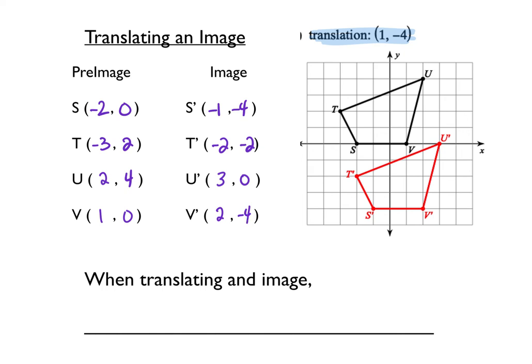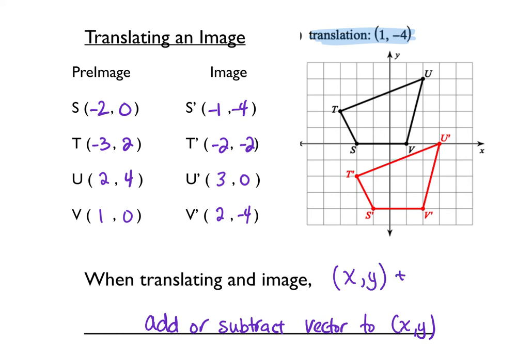So for all of your translations, you can simply add or subtract your vector to your coordinates. Technically it's always adding, but if it's a negative, you're basically subtracting, right? And so you're basically taking your x, y, and you are adding your vector movements for your x, y. And those will become your new points.